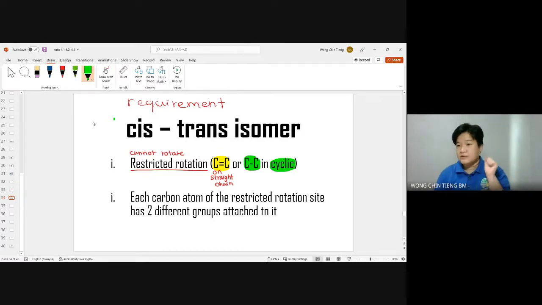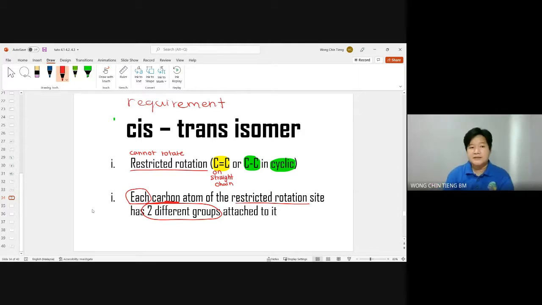Okay? And then, ni kena tengok betul-betul. Each carbon on the restricted rotation must have 2 different group attached. Apa maksud benda ni? Okay, apa maksud benda ni? Tengok sikit. That is my C double bond C.